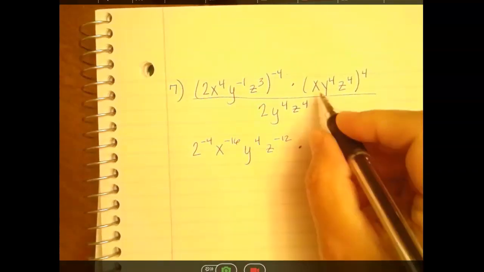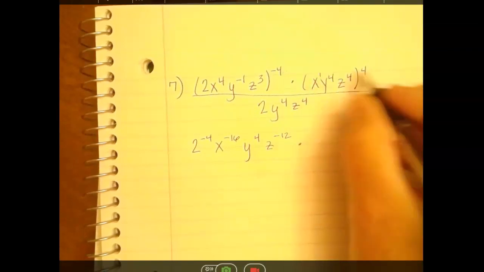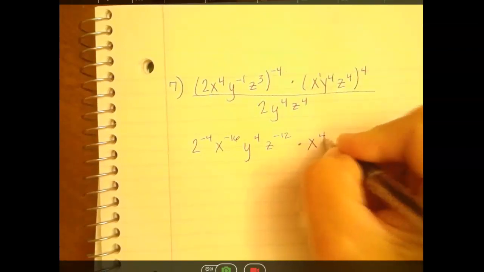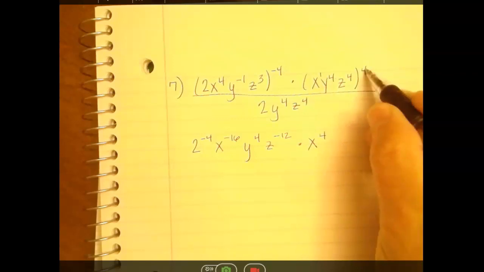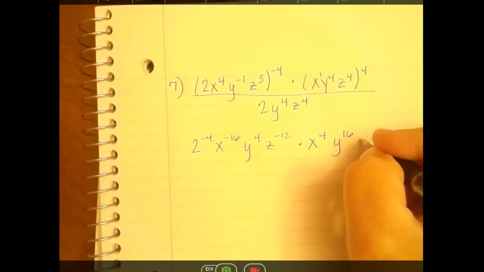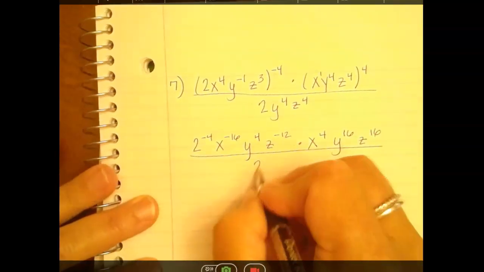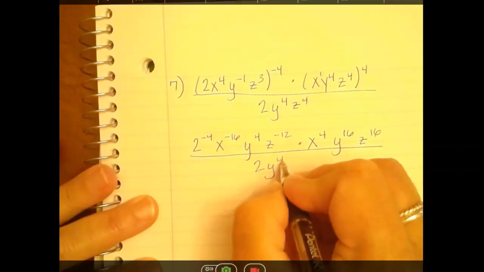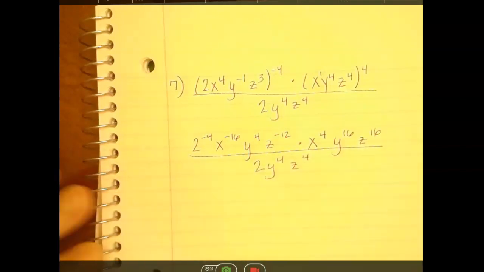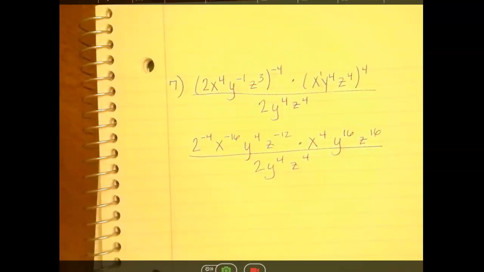Now, times this. We got X with no exponent, which means 1. 1 times 4 is 4. So we got X to the 4th power. Y, 4 times 4 is 16. Z, 4 times 4 is 16. So I've expanded all that out, and I still got to not forget to write the bottom. Sometimes people neglect to write the bottom, and then they just keep forgetting it at the end. They've never done anything with the denominator, so don't do that.